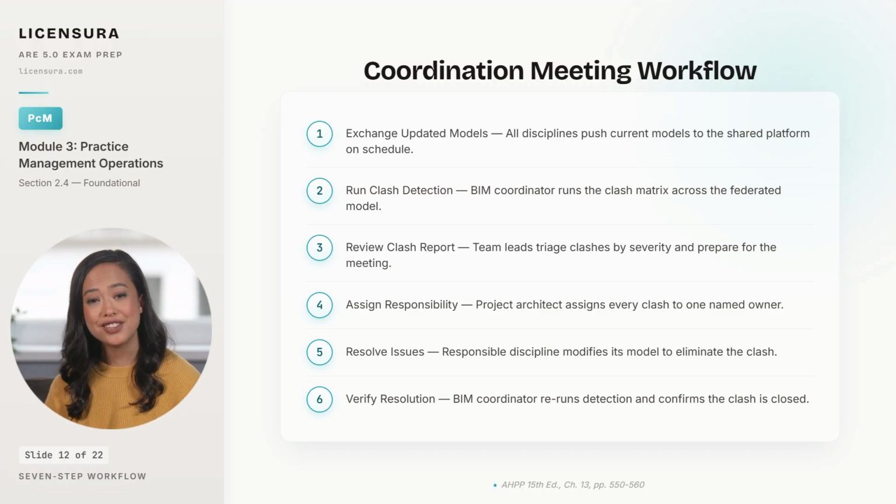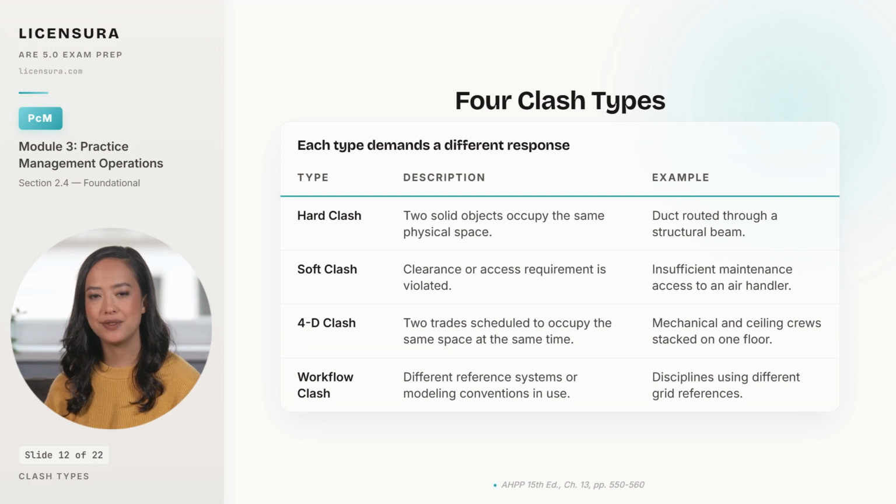Clashes also come in distinct types, and the team has to know which type is which to assign and prioritize correctly. 4 clash types, each with its own pattern of response. A hard clash is the textbook case, 2 solid objects, like a duct and a structural beam, occupying the same physical space. The software catches these easily, and the resolution is mechanical. Somebody moves something.